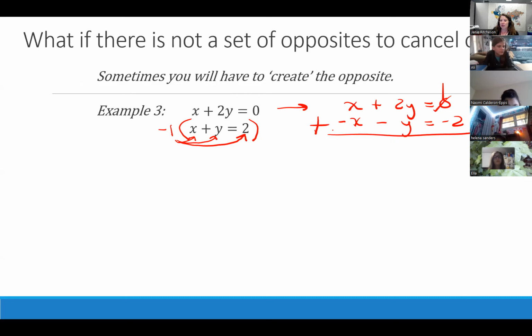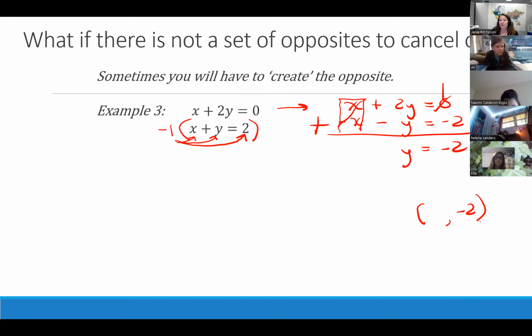So now I combine like terms. X combined with negative x goes away. 2y minus y is 1y. And 0 combined with negative 2 is negative 2. So my y value is negative 2.